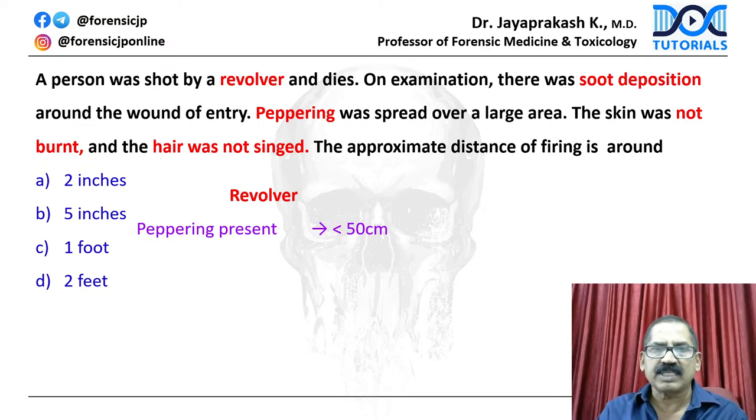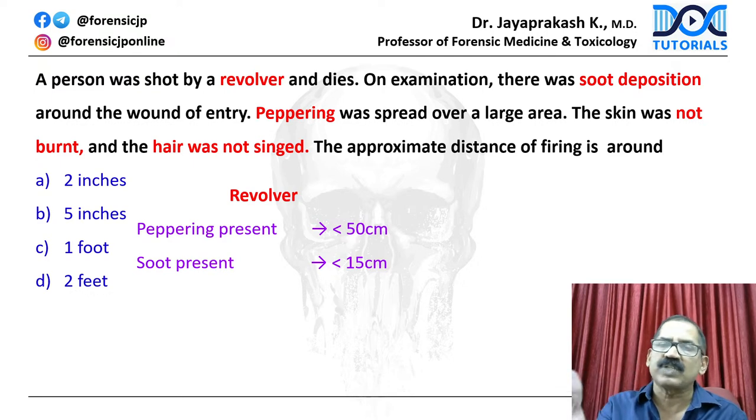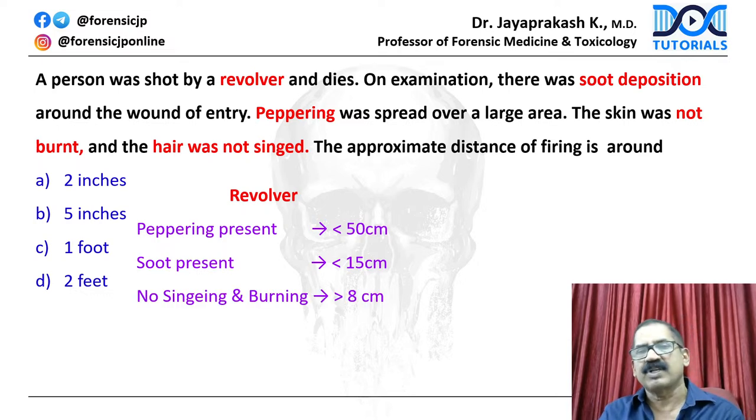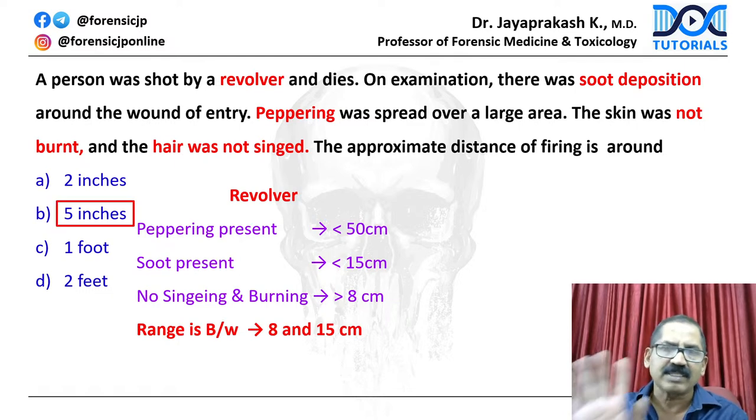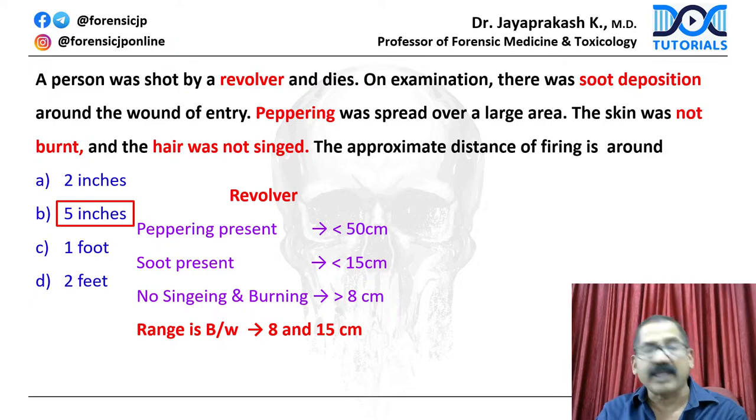Now, next question, soot deposition. Soot can go up to 15 cm. Soot is present, so distance is less than 15 cm. Now, hair is not singed. Hair can singe only up to 8 cm, that means 3 inches. So, it is more than 8 cm. So, 8 cm means 3 inches. So, answer is more than 3 inches, less than 6 inches. 3 to 6. So, answer is 5. Okay. You got it.